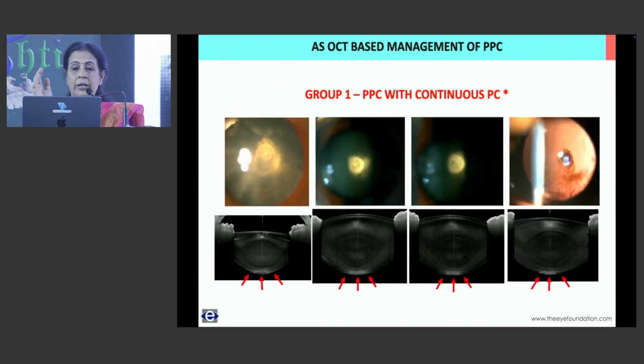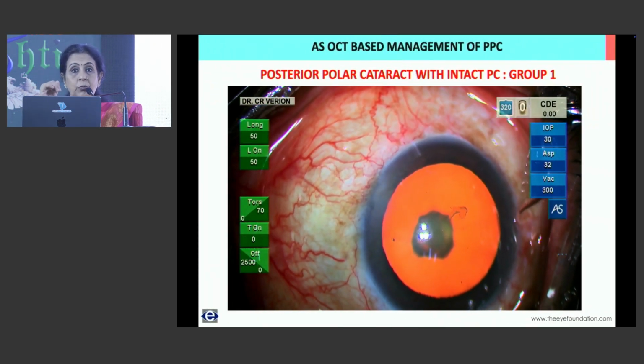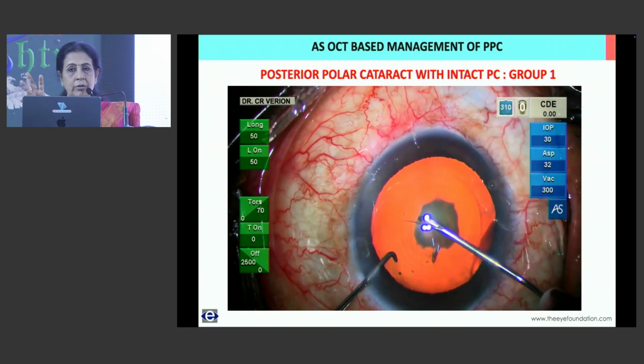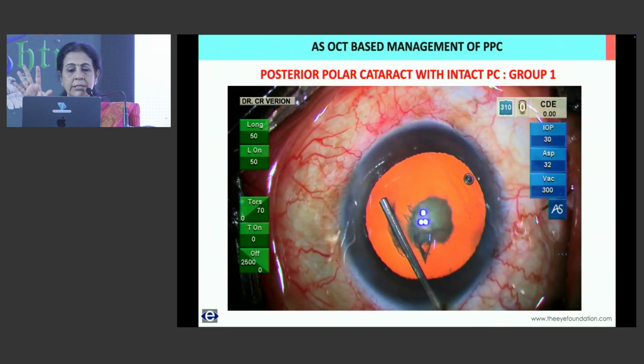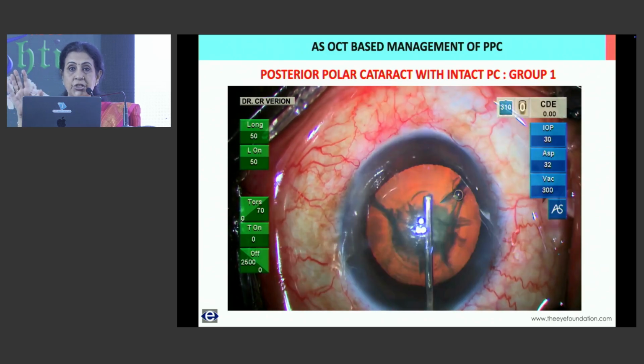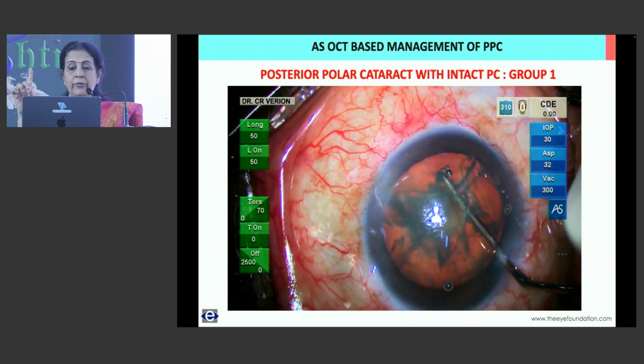So in group 1, where it is a PPC with a continuous posterior capsule, now I'm going to tell you what differently you can do. What you can do is you make your nice round rhexis. You are cognizant that this is a weak posterior capsule, but you can do a hydrodissection. You have seen PC continuity. There is no harm in doing a hydrodissection.